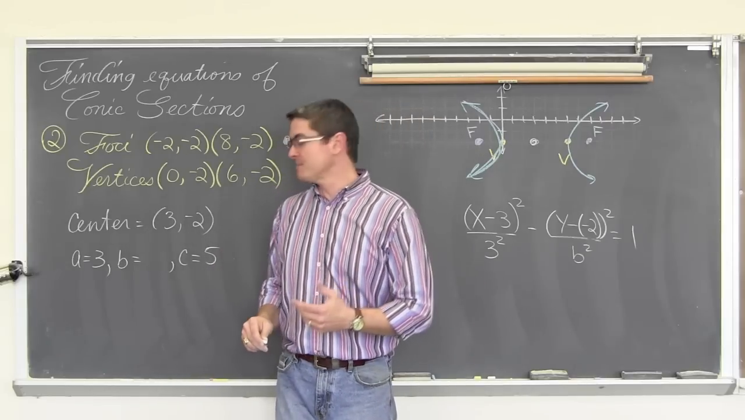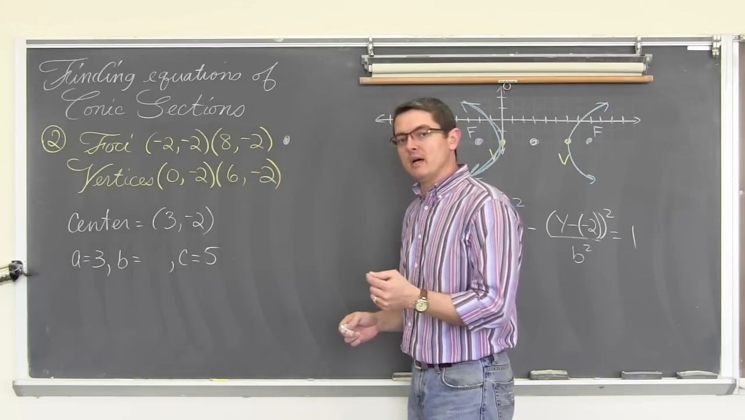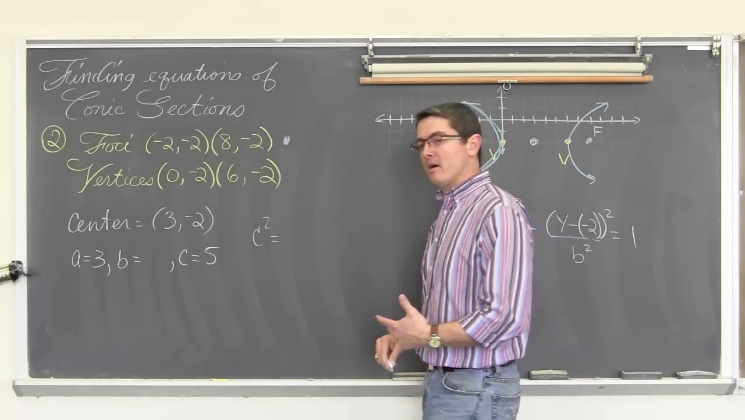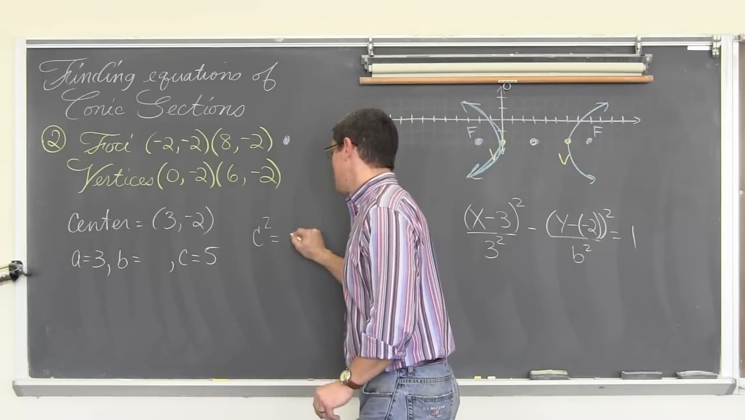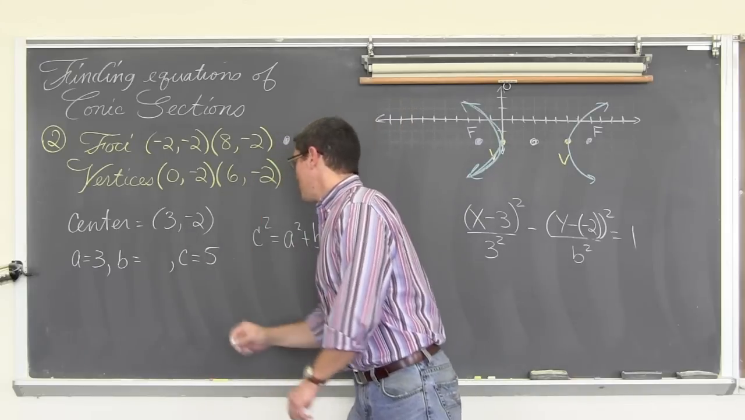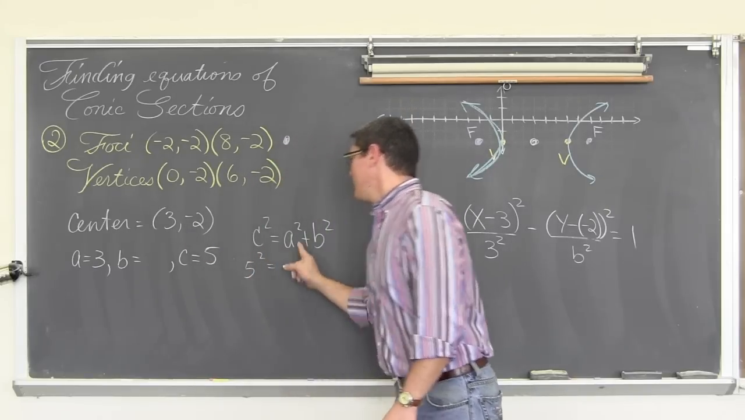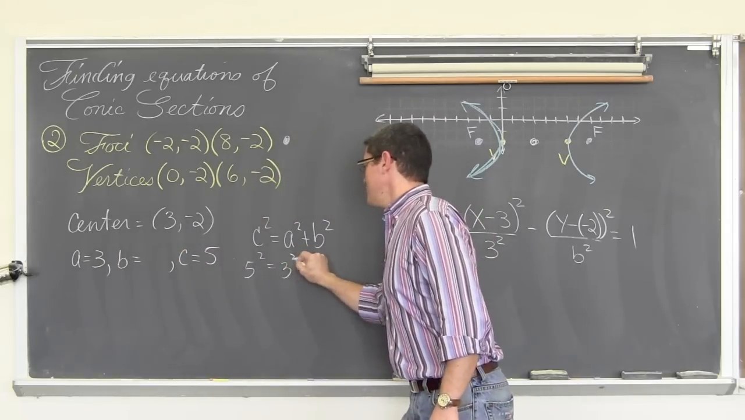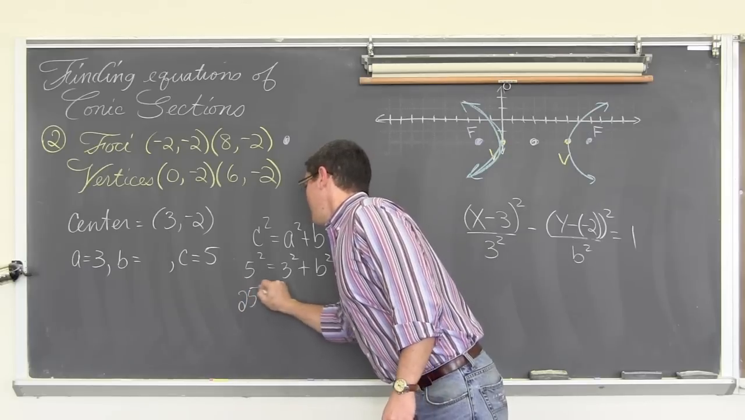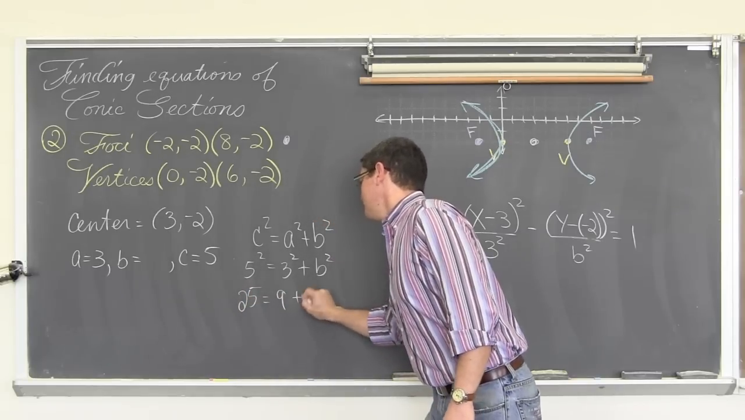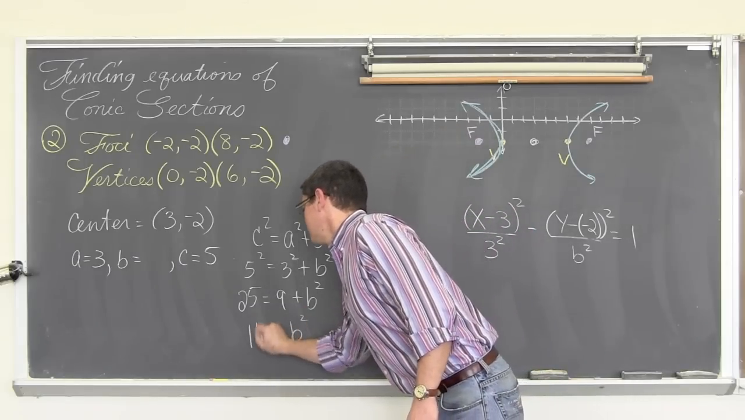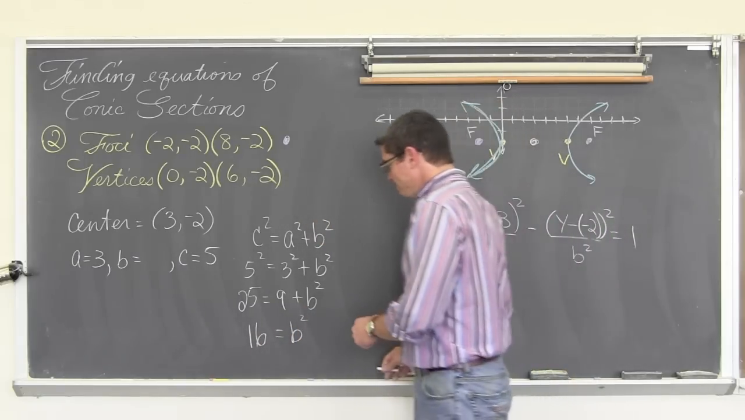And let's find out what b is. Well, in a hyperbola, it's not c squared equals a squared minus b squared, but it becomes plus. So c squared is equal to a squared plus b squared. Well, c is equal to 5, so 5 squared. A is equal to 3, so 3 squared plus b squared, so 25 minus 9 for 3 squared equals b squared. And b squared is equal to 16.